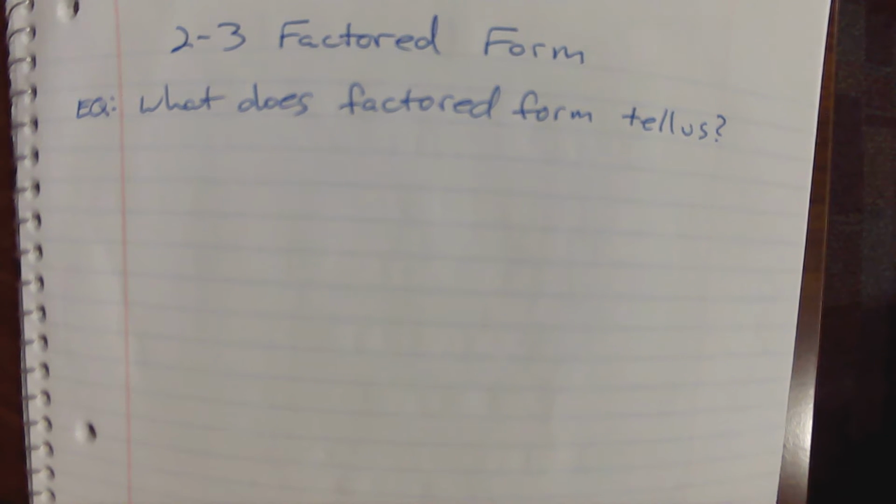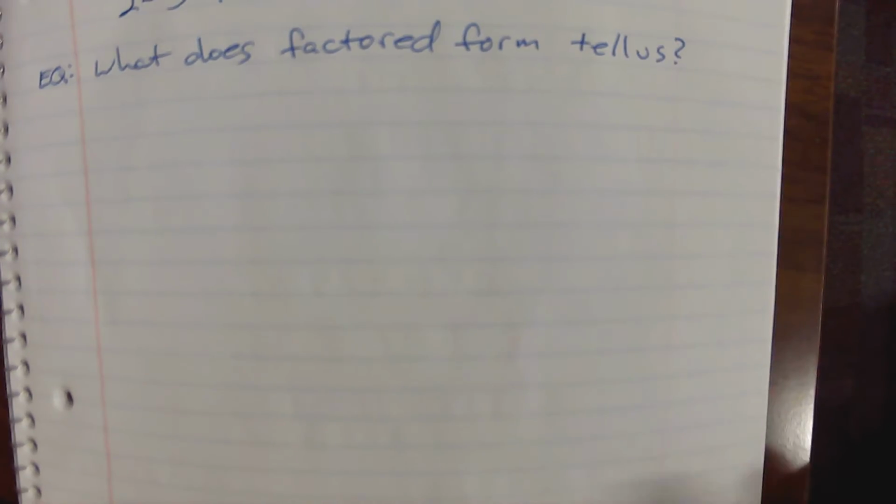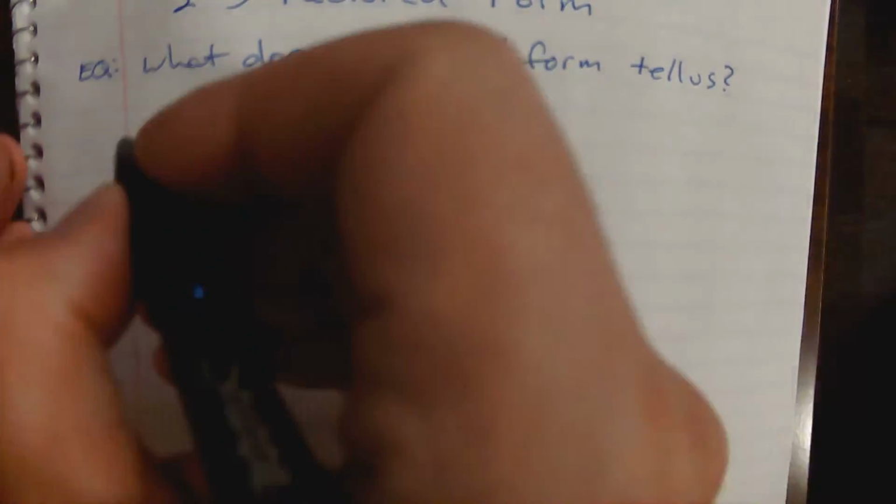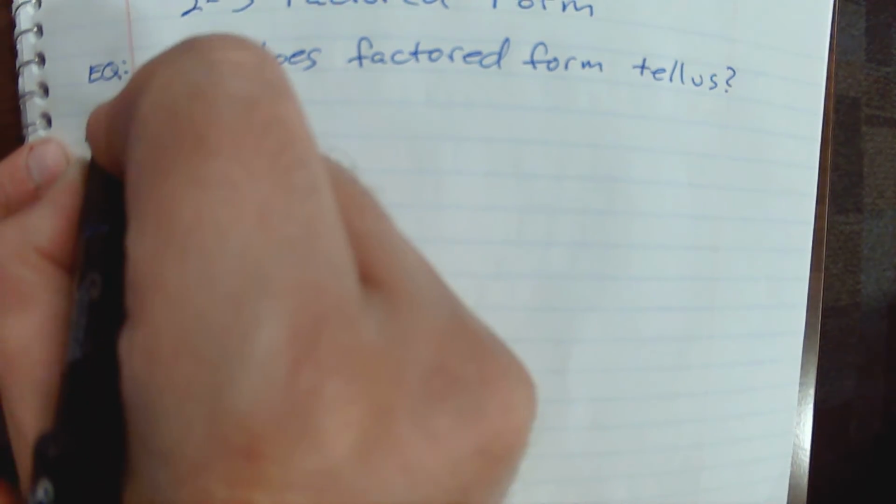This is 2-3 factored form. What does factored form tell us? Well, let's do a little review of what factoring is. So our example 1 is actually a review of what we already know.